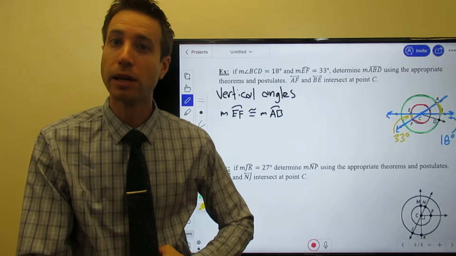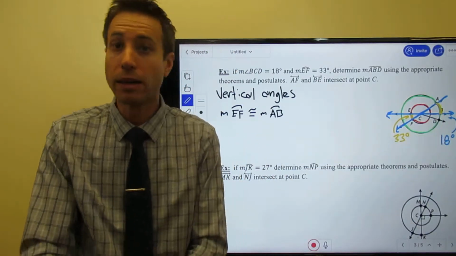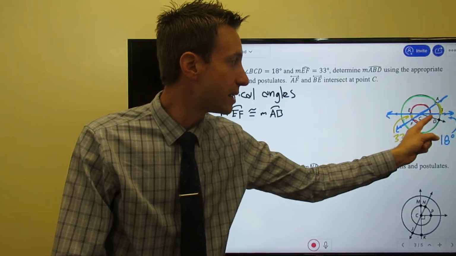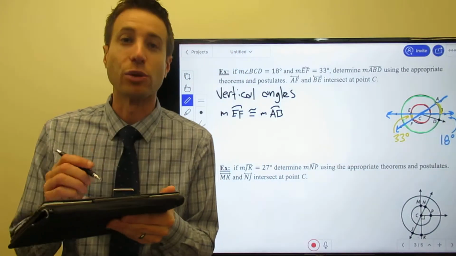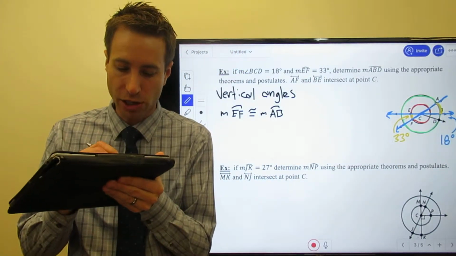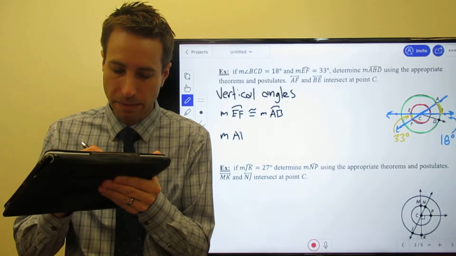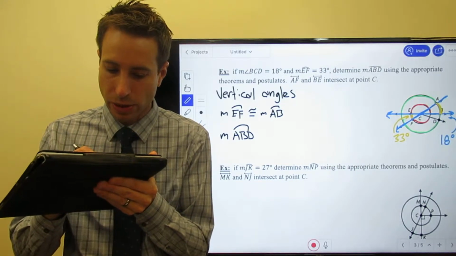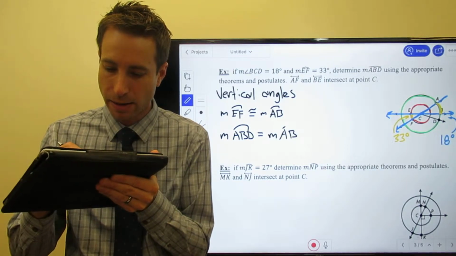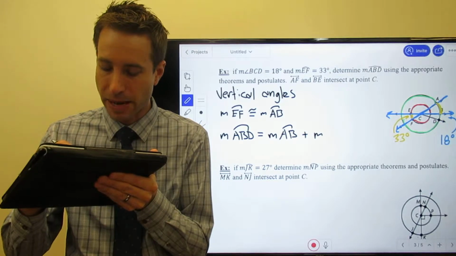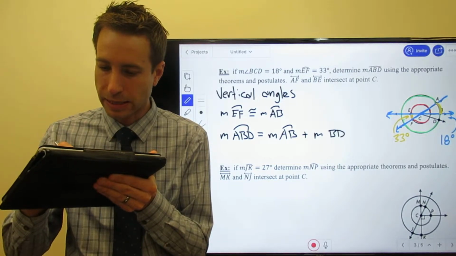The measure of arc ABD. Well, ABD. I know that BCD is 18. I now know that AB is 33. So this is the arc addition postulate. The measure of arc ABD is going to be equal to the measure of arc AB plus the measure of arc BD.